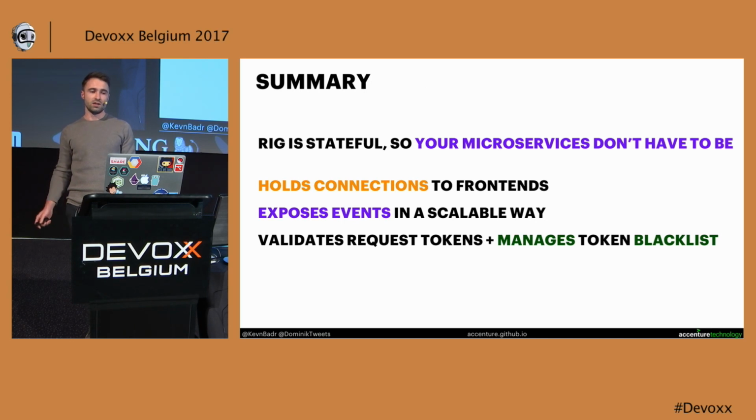So to summarize, Rig is a stateful component, so that your microservices don't have to be stateful. It holds all the connections to the front ends and exposes internal events in a scalable way. And on top of that, it does request validation and manages this token blacklist I just mentioned.